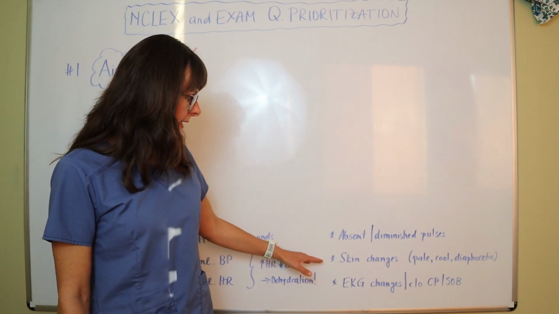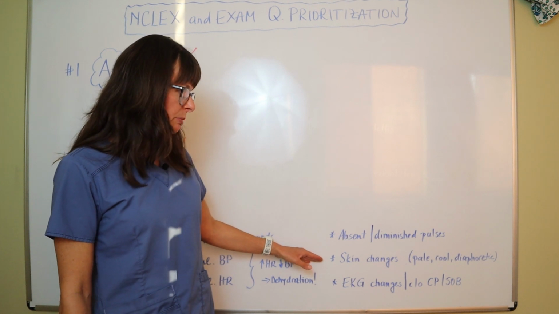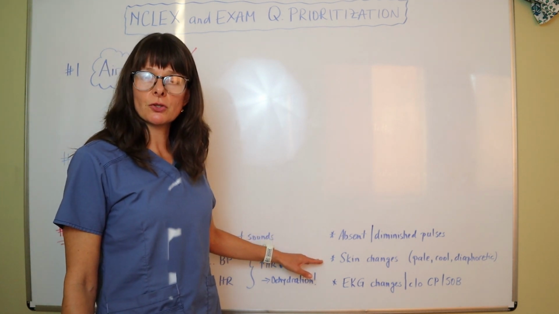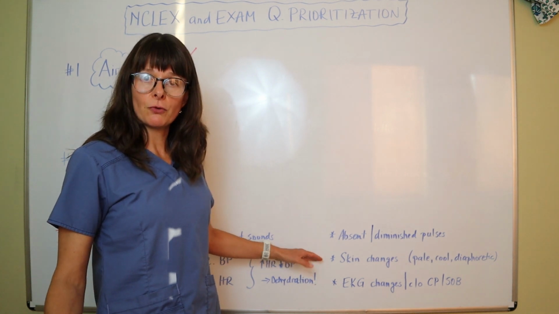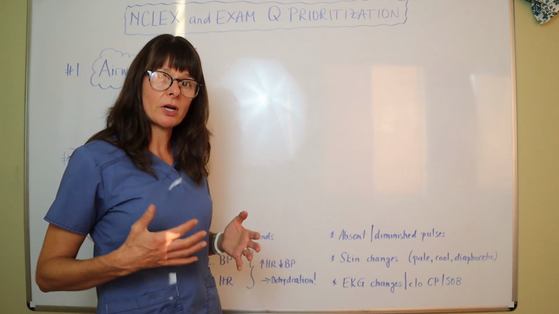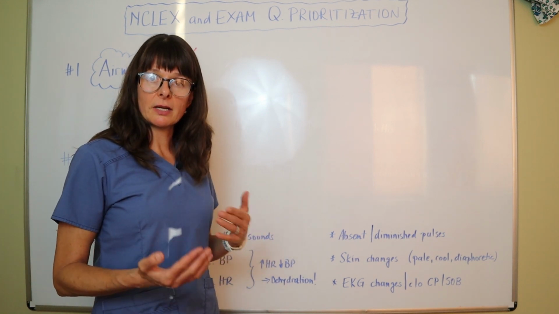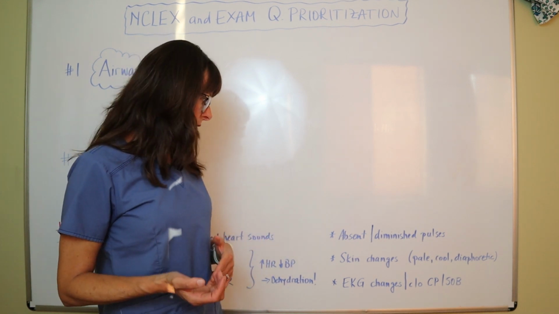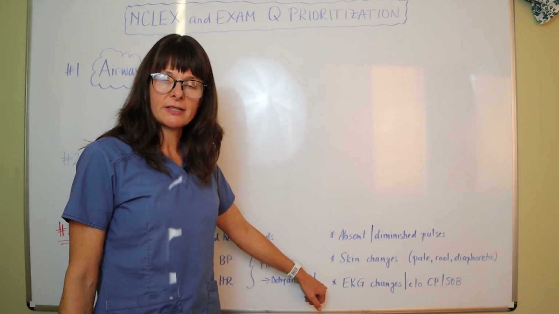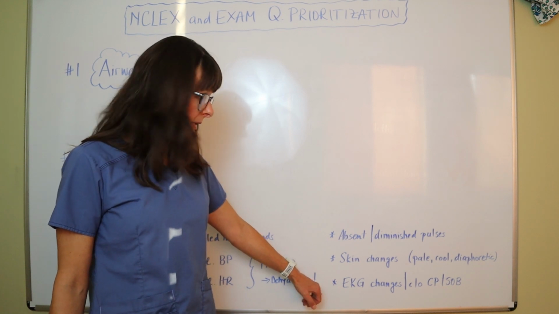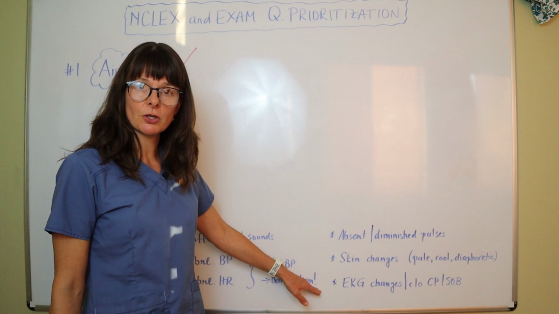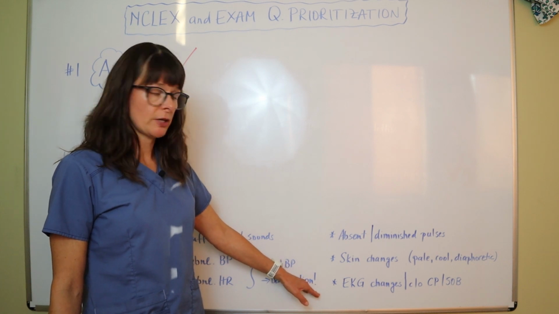And then certainly any kind of skin changes. So that would be that the patient's skin is pale, cool, diaphoretic, shifting the circulation away from the not important organ, the skin in this case, to the internal organs. That also tells us that there's a problem with the patient's circulation. And then, of course, any EKG changes, any new rhythm, any new complaints of chest pain, shortness of breath could certainly be a circulatory problem that we need to address.